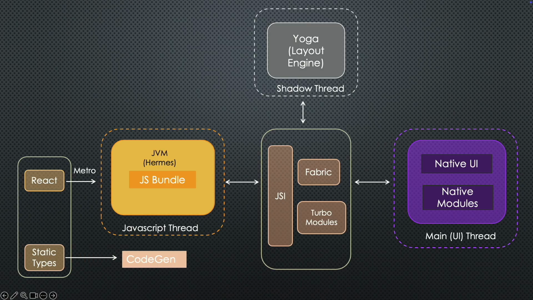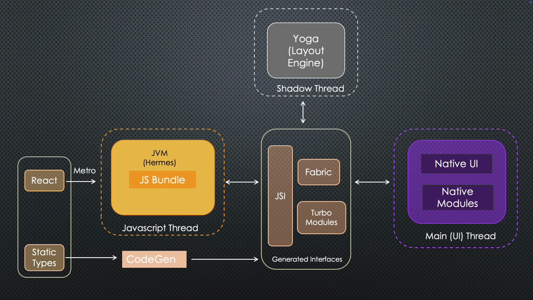We also have something in the new architecture that we call Codegen. Since JavaScript is loosely typed and C++ is a strongly typed language, what Codegen does is generate type-safe bindings between the JavaScript and the native side, and also generate the necessary boilerplate native code for JSI host objects at build time. So this ensures consistency and reduces runtime errors. And that, my friend, is how React Native works in the new architecture.